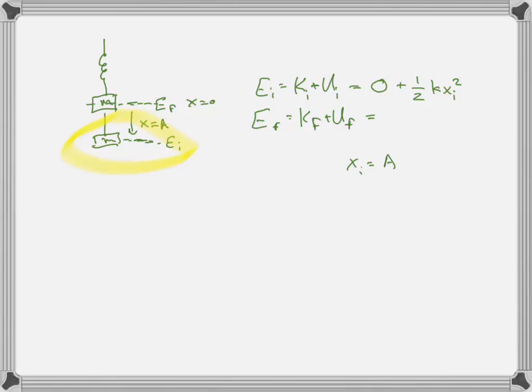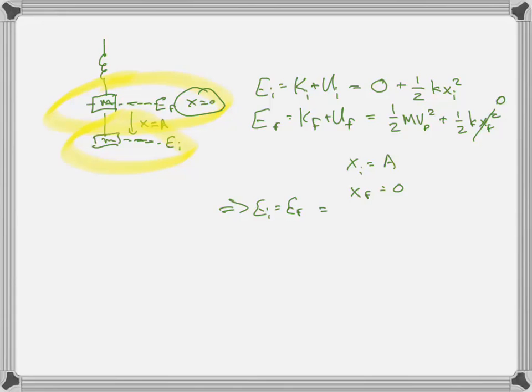For K final, we want to know how fast it is moving when it gets back to equilibrium, when it has its maximum velocity. So K final is 1/2 m v final squared. And the final potential energy is 1/2 k x final squared, which is 0 because x final equals 0. Energy is conserved, so Ei equals Ef. Therefore 1/2 k x initial squared equals 1/2 m v final squared. We're looking for the maximum velocity, that is v final. Solving for v final, dividing by m, square rooting, we get v final equals the square root of k over m times x initial.